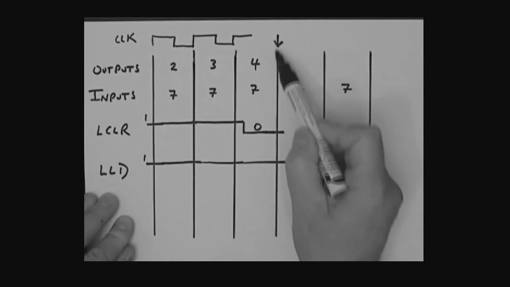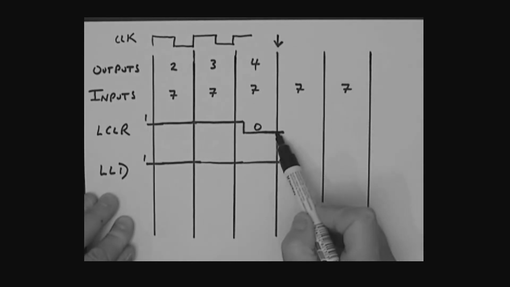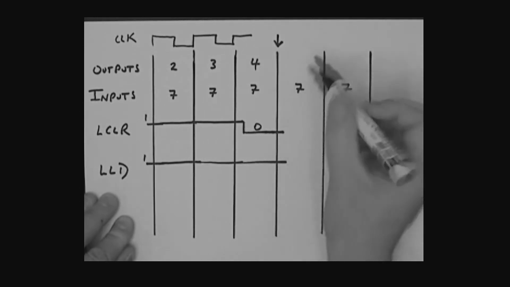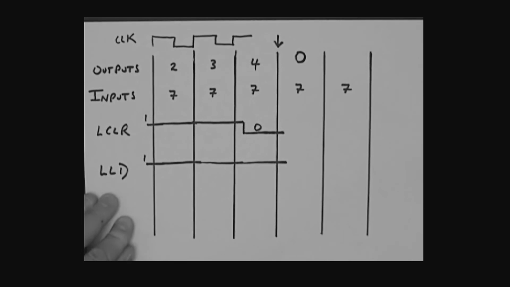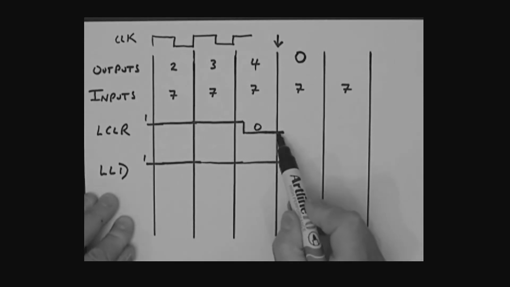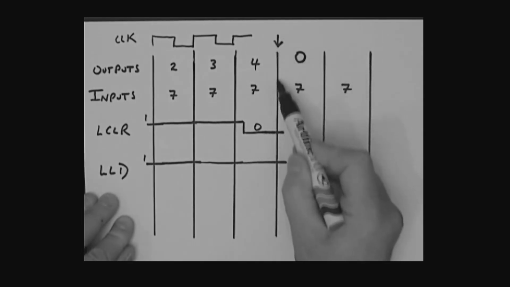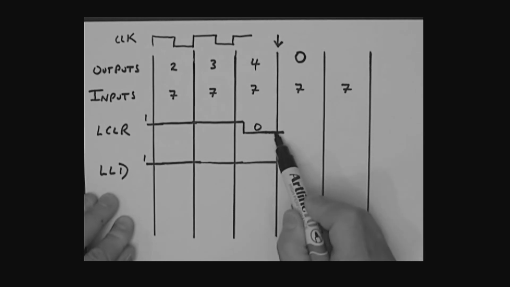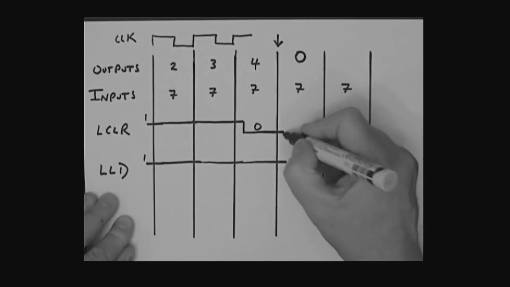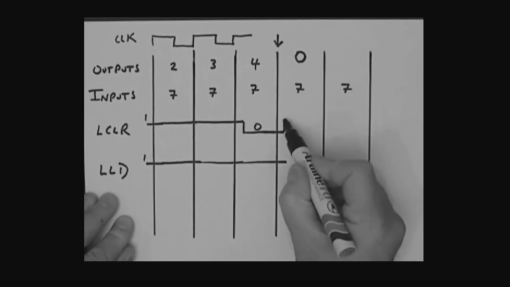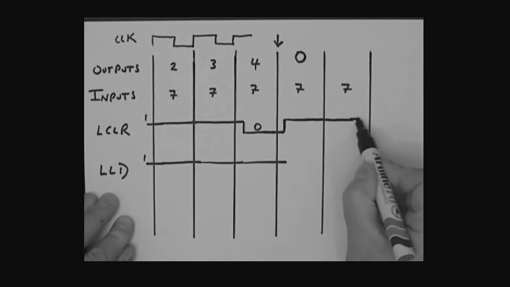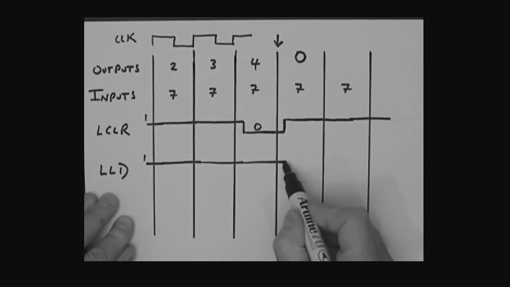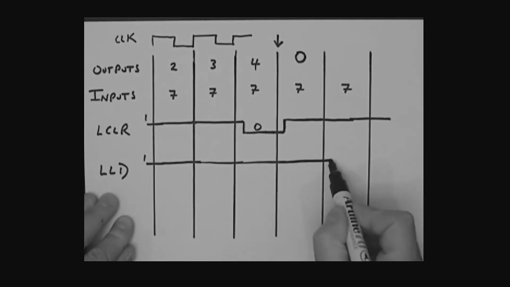So yes, clear is active, but the counter doesn't change its value until you get the next clock edge. At this next clock edge, what is clear? Clear is 0, and so the value of the counter then becomes 0. The Q outputs become 0 because the clear was a 0 by the time you got that leading edge of the clock. Now let's imagine that the clear goes back to a 1 during this period of time, and we'll hold that at a 1, and we'll hold load at a 1 like so.